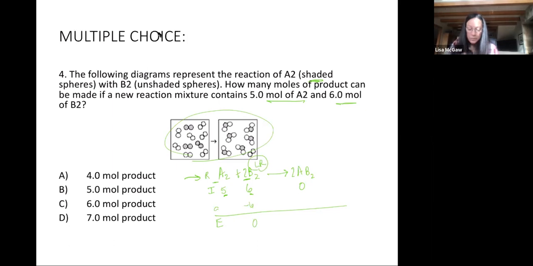All right. So then if you're going to use 6 of these B2s, you're using half as much A2. You're going to use 3 A2s and be left with 2. And then you do a really easy ratio. For every 2 B2s, you can make 2 AB2s. So if you're going to use 6, you're going to make 6. And so right here is exactly what you would have at the end of your beaker. And sometimes you have to do that. So how does that look?